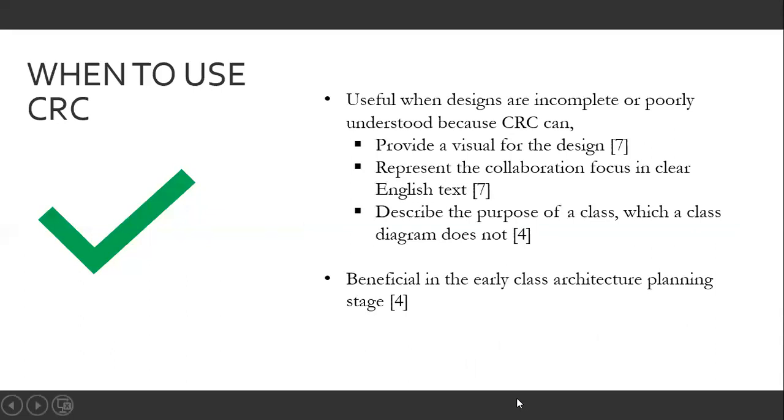Awesome. So an idea of when you'd want to use a CRC is when designs are incomplete or poorly understood. Because a CRC can, one, provide a visual for design. It can represent the collaboration in clear English text, and it can describe the purpose of the class, which a class diagram does not. So it really just simplifies and gives a really high-level overview for something before you get into the technical documentation of it. And also it's beneficial in the early class architecture planning stage, just because you can see what you currently have and what you may be missing.